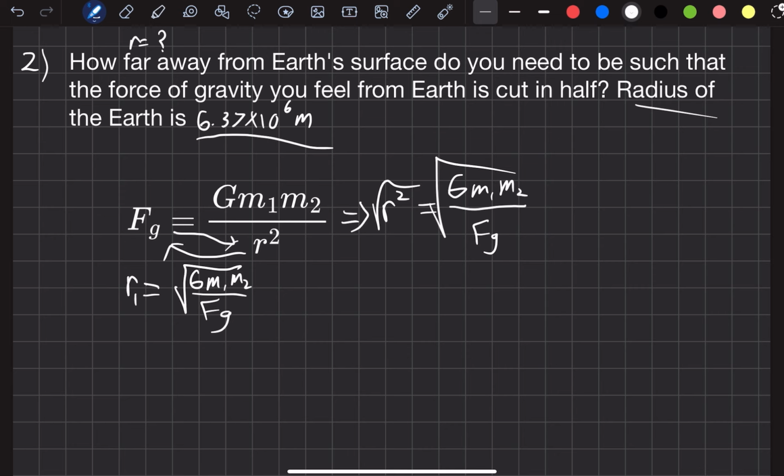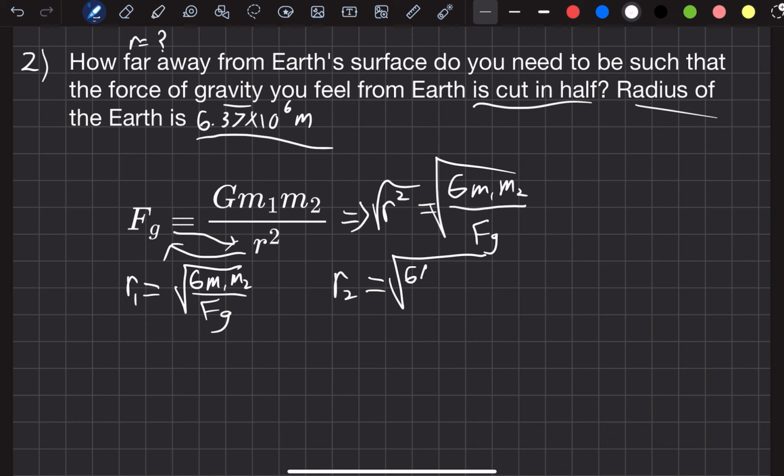Let's say it's the radius at sea level, so the radius on the Earth's surface. Now, we're going to write R2. R2 this time is going to have the force of gravity get cut in half. So how are we going to represent that mathematically? How are we going to represent the force of gravity being cut in half mathematically?